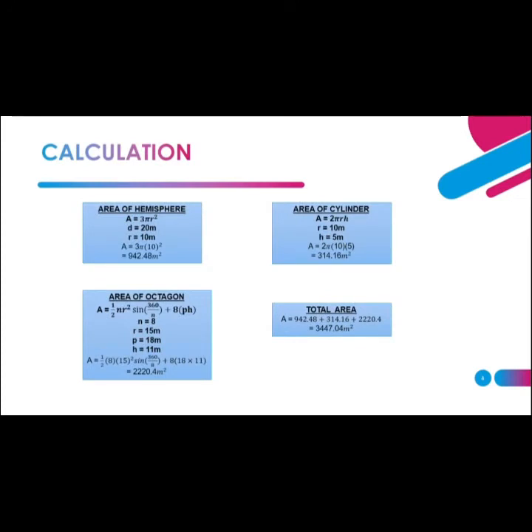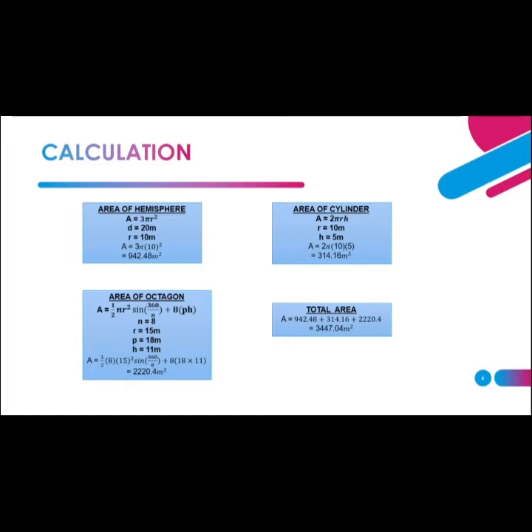Calculation of area. Area of hemisphere. The formula is 3 pi r square. The diameter is 20 meters. To get the radius, we need to divide the diameter by 2, and the radius is 10 meters. The answer we will get is 942.48 meters square.